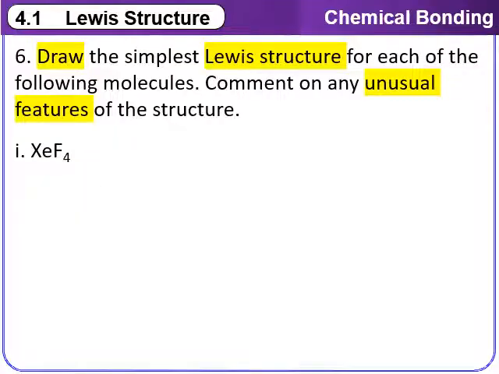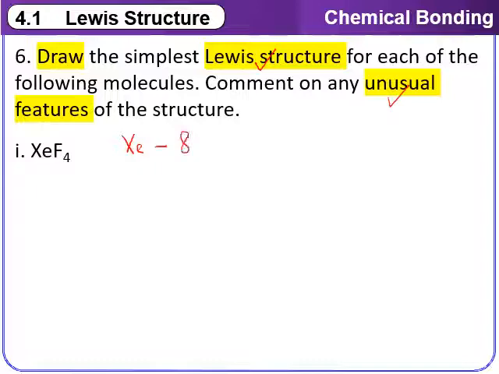Now let's continue with tutorial question number 6. Draw the Lewis structure and then comment on any unusual features. We are not going to continue with the unusual features first. We try to learn how to draw the Lewis structure. So as we know just now, step number 1, we have to calculate the total valence electrons.